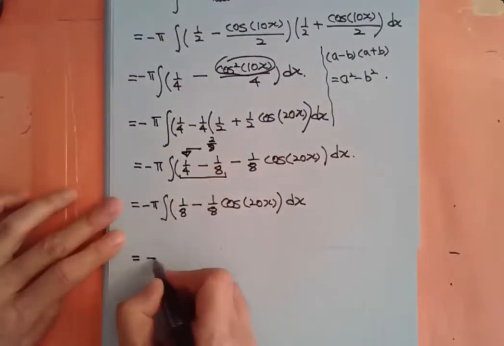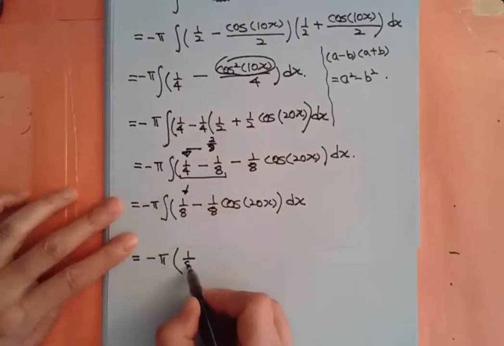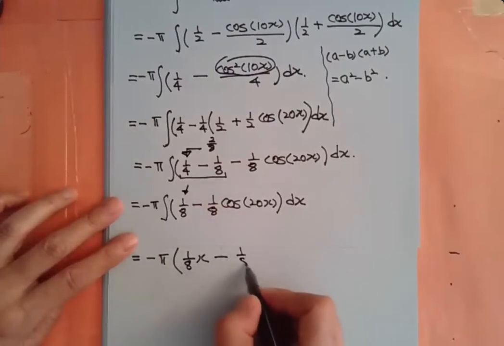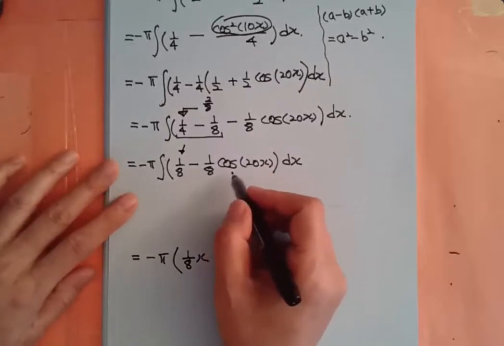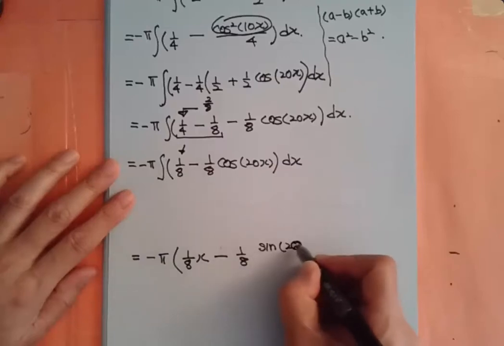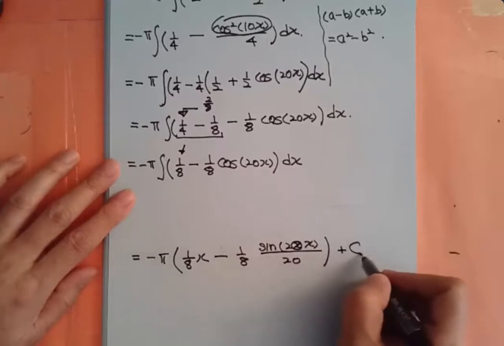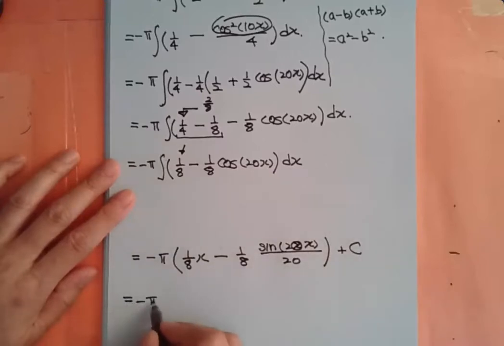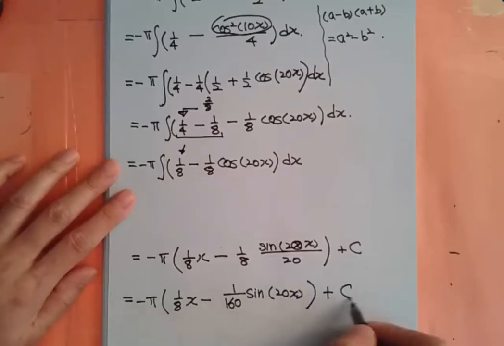So this becomes minus pi, open parenthesis. The first term's integral is 1 over 8 x minus 1 over 8. The second term, when we integrate, you will get sine, so sine of 20x, but we have to divide by 20. So plus c. So that becomes minus pi times 1 over 8 x minus 1 over 160 sine of 20x plus c.